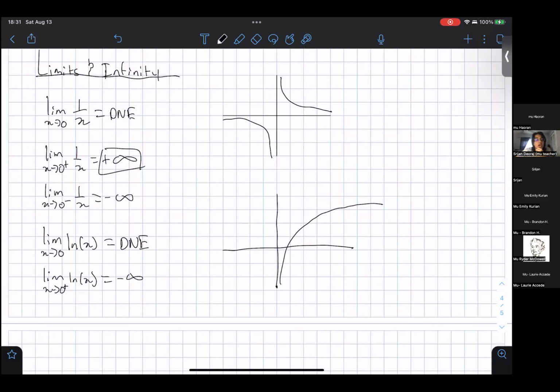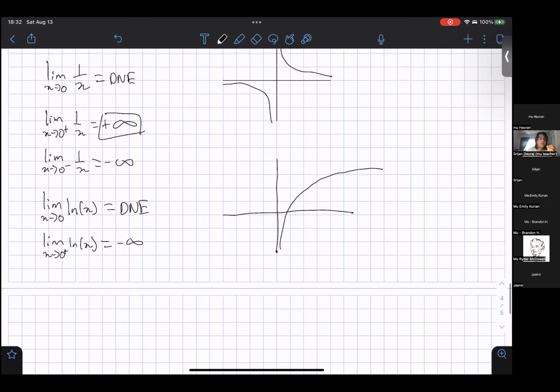So other graphs that have a sort of discontinuous behavior are secant of x, cosecant of x, tangent of x, and graphs like that. And so that's limits that approach infinity.